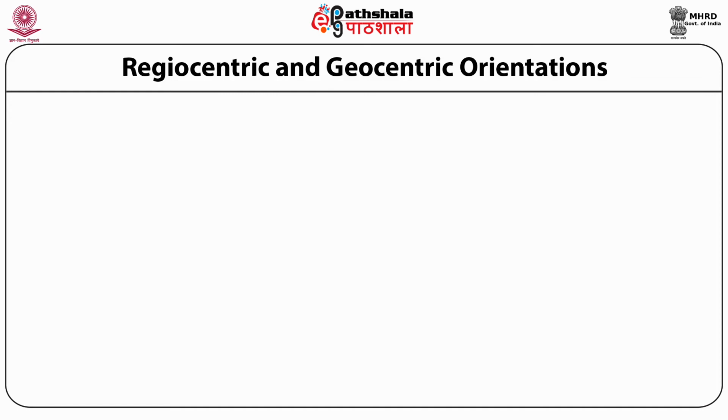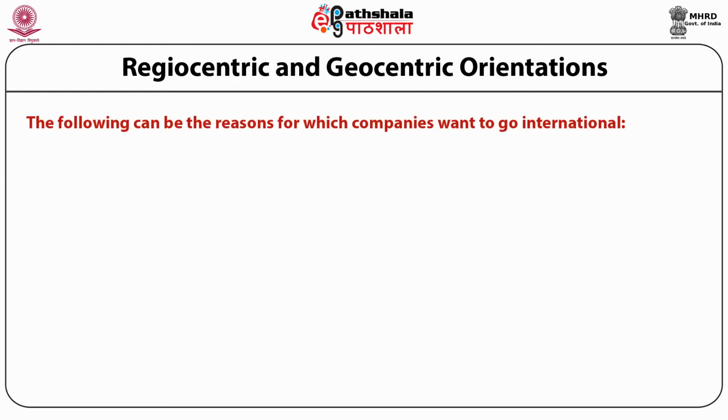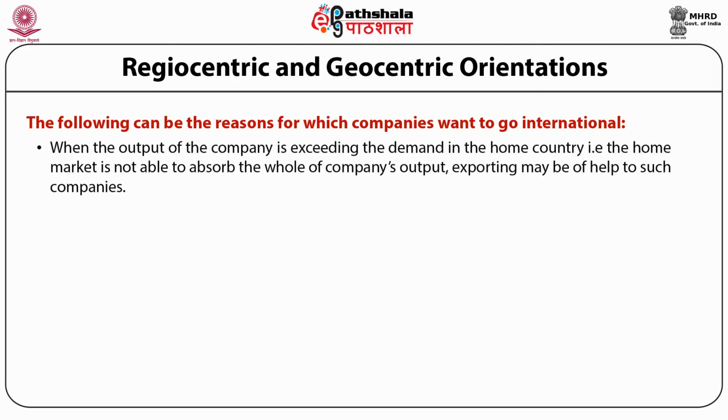There can be various reasons for which companies want to go international. A number of strategic steps have to be taken by the firms for achieving their objectives of growth and profitability. The following can be the reasons. Number one, when the output of the company is exceeding the demand of the home market, and the home market is not able to absorb the whole of the company's output, then exporting may be of help to such companies.